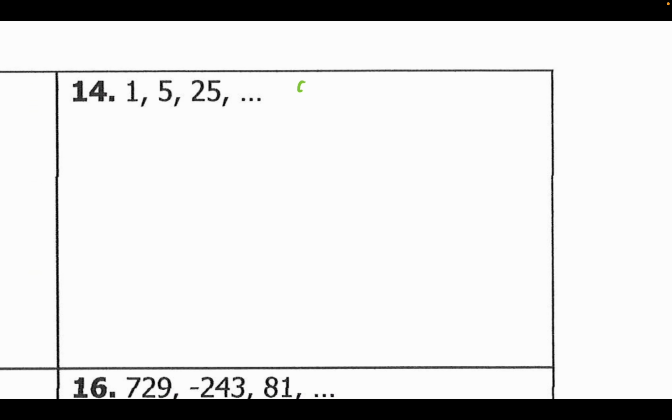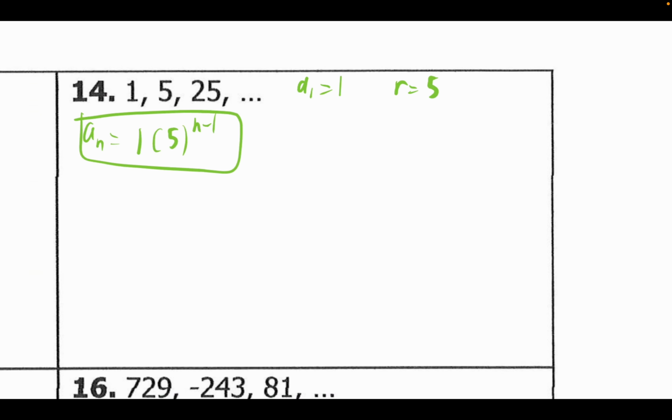Number 14 here, we have our a sub 1 is 1, and our ratio r is 5 that we're multiplying by each time. And so a sub n is equal to 1 times 5 to the power of n minus 1. So this 1 really becomes unnecessary, and I don't necessarily need parentheses here as long as I put a multiplication dot in the middle. Either one's fine. Or since the 1's unnecessary, I could just put 5 to the power of n minus 1 as well.